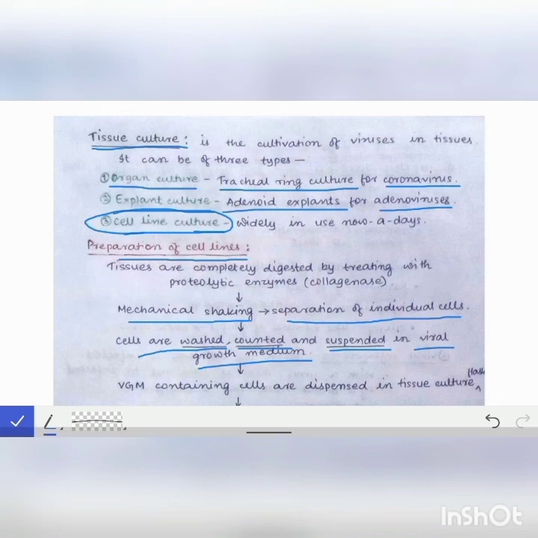And this counting and the washing is very important, because we want to remove those digested extracellular matrix material, and we want to get just the cells only. So this washing process is important. Counting is also important, because we want to see the growth of the viruses in the cells, and then we will suspend it in the growth medium.